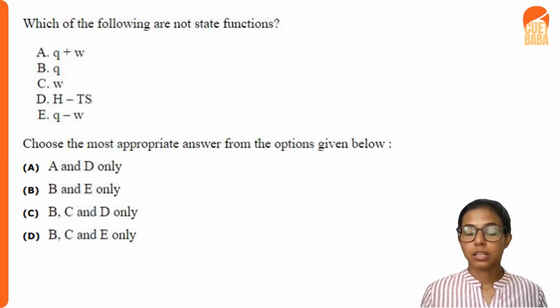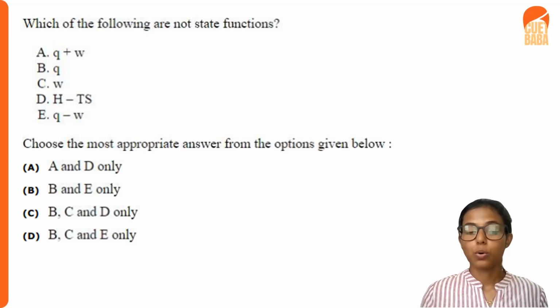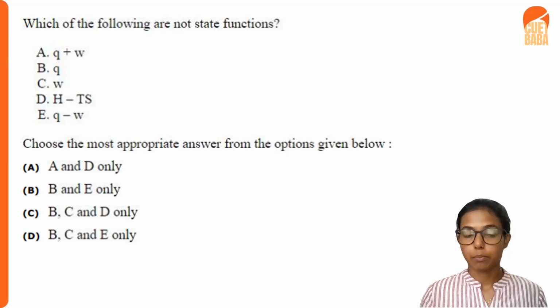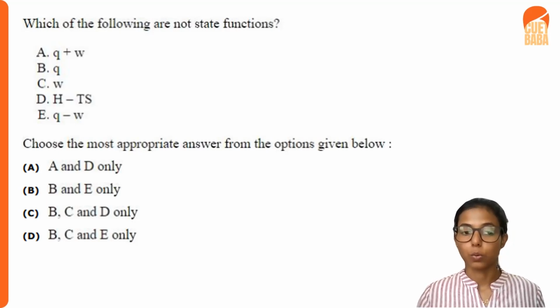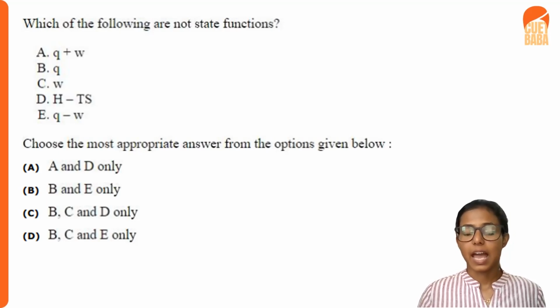So there are 1, 2, 3, 4, 5 expressions given here. We want to see which are not state functions, which are the path functions here. So A is Q plus W, B is Q, C is work, that is W, D is H minus TS, and E is Q minus W. Choose the most appropriate answer from the options given below.